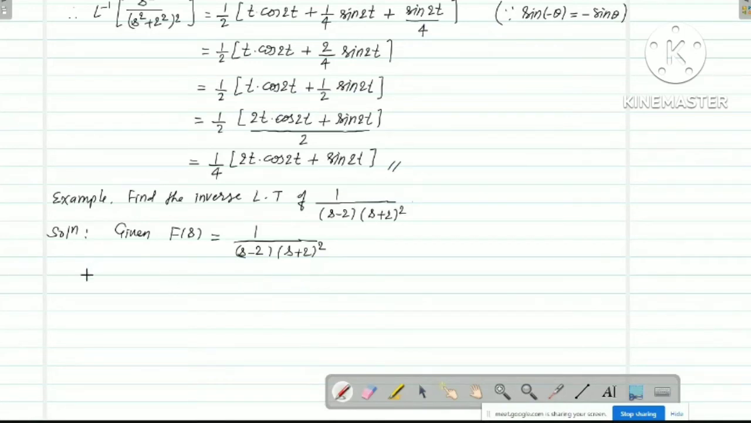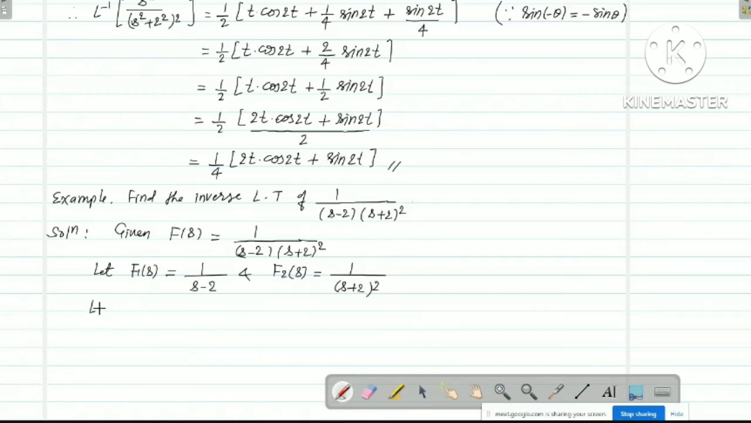So we first let F1(s) equal to 1 upon, the first term, s minus 2, and F2(s) will be 1 upon (s plus 2) the whole square. If you multiply, you will get the original function. Now applying the inverse Laplace transform on these functions.